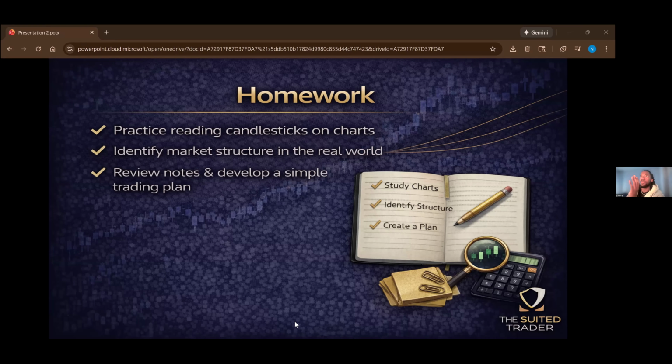Look and identify those market structures. I'm going to give you now the time frames that I want you to focus on for now. Focus on the daily, the 4-hour, and the 1-hour. That's it. For now, just those 3 time frames. You don't need to go on the weekly, the monthly, the 30 minutes, the 15 minutes.